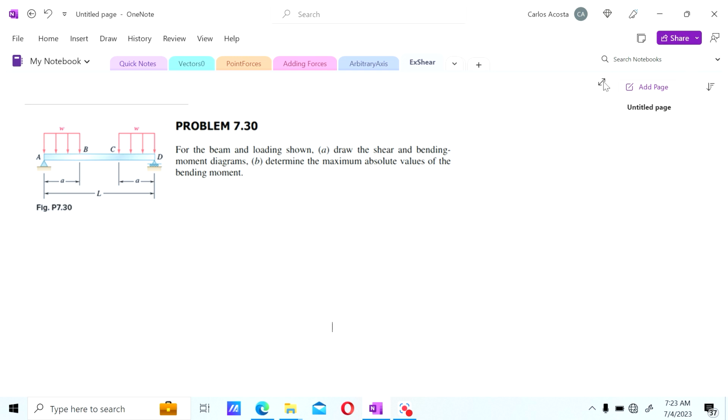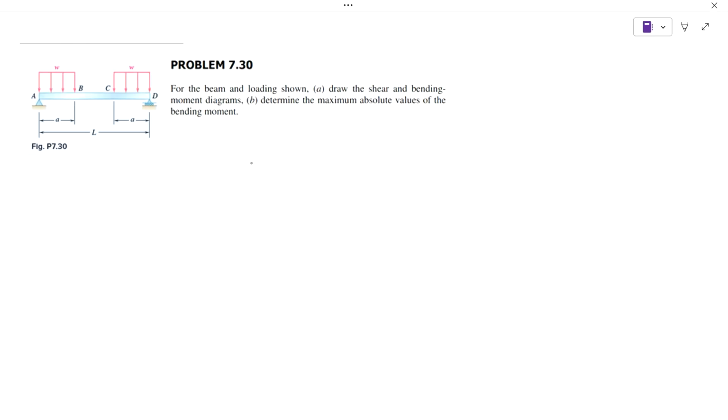Let us look at this problem. They're asking us to draw the shear and bending diagram, the moment diagram, and determine the maximum value of the bending moment. So first of all, notice that they have given us a beam with points A and D, which have supports. A has a fixed support with forces Ay, Ax.